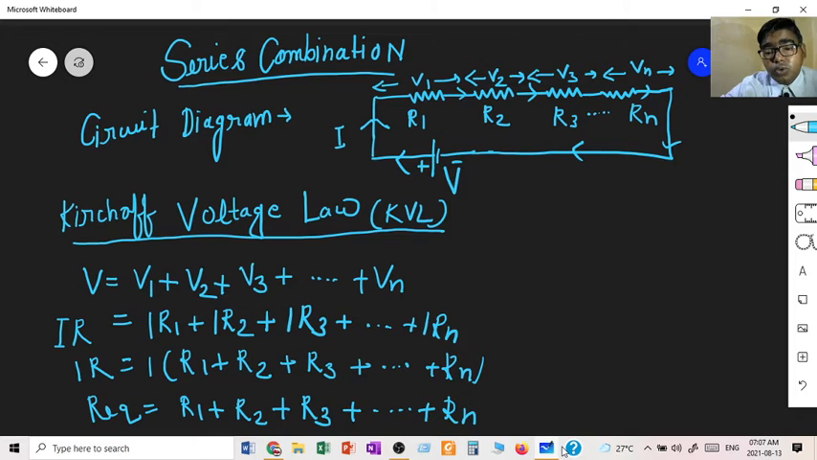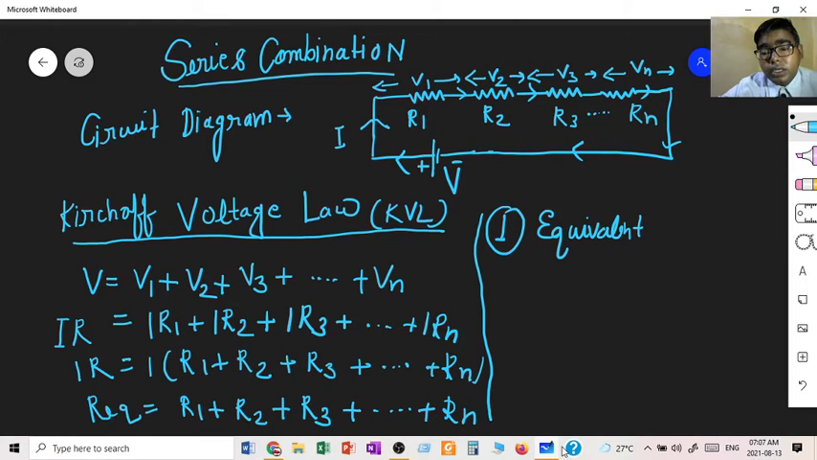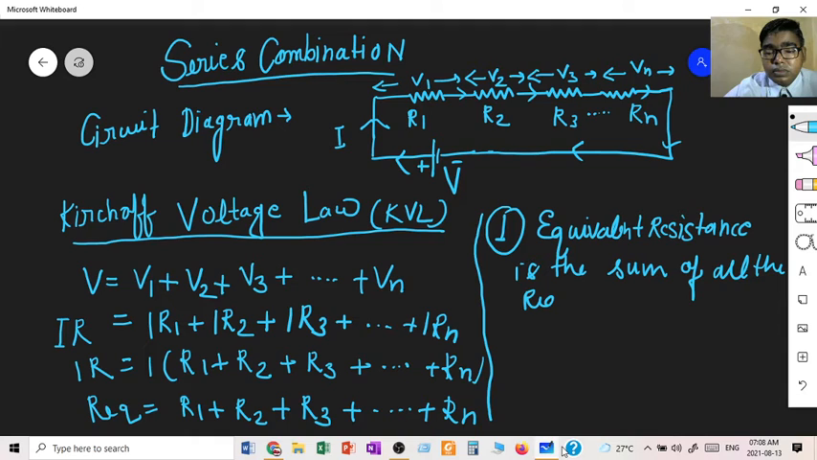Then what are the noticeable features in this case? First, the equivalent resistance is the sum of all the resistors. Second, the same current will flow through all the resistors.